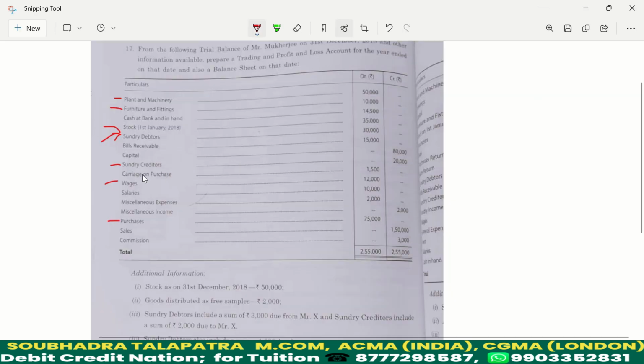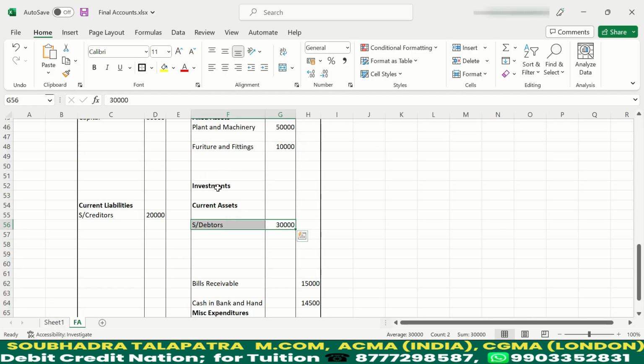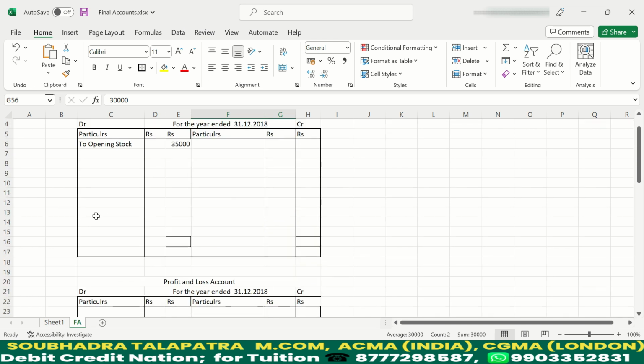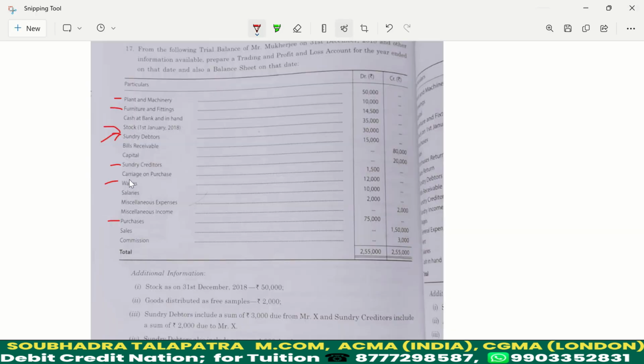Alright, next item. Inner column, because it has an adjustment. Carriage on purchase is nothing but carriage inward. So in the trading account I will add carriage inward. Outer column, no adjustment, so I'll put 1,500.